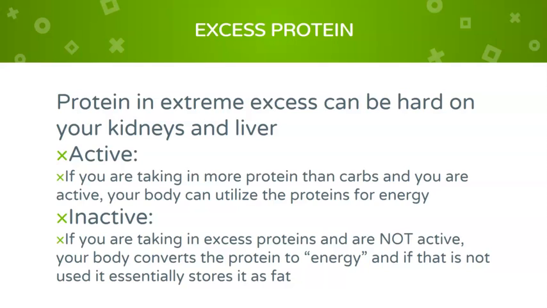If you are really active and you're taking in more protein than carbs, and you're moving a lot, your body can utilize some of that protein for extra energy. If you're an inactive person though, and you're taking in a lot of excess protein, your body, and this is a very generic statement, is essentially going to store it as fat. Our body stores as much carbs as we can. It utilizes the protein, but it doesn't have a place to store protein for later. So whatever is not being used essentially gets converted and stored into fat.